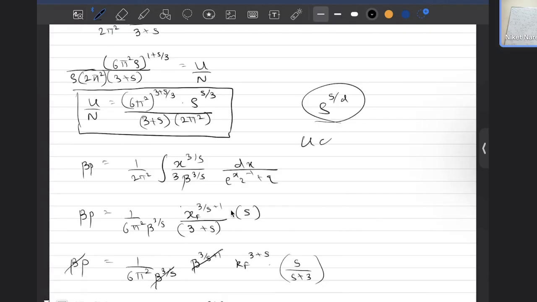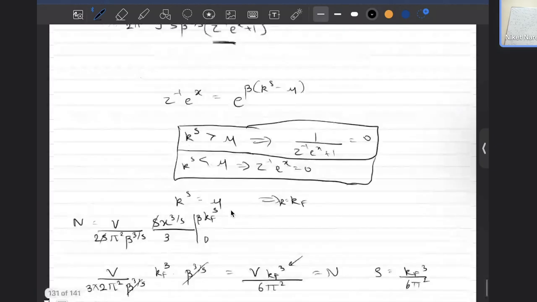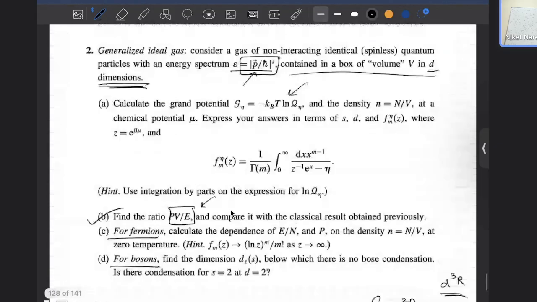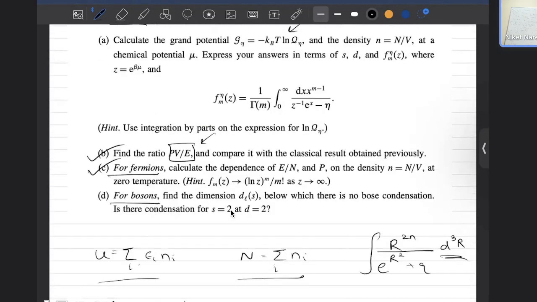U is directly proportional to rho power s by 3. So these are your answers for the third question. I did not have to do a low temperature expansion. It would have been feasible, but it would have been a little bit tedious. Because it's just zero temperature, I don't need to think about it.